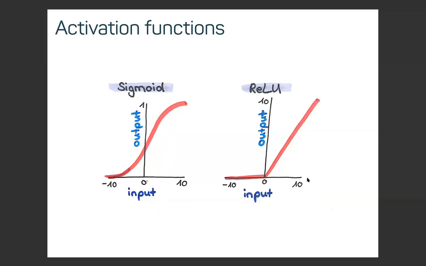Another commonly used activation function, the ReLU, does something very simple. It basically keeps the input as it is, as long as it's above zero, and everything that is below zero will be set to zero. So an input of minus 10 would become zero, an input of minus 5 would also become zero. There are more and more activation functions, and they're usually used for specific cases, and we will talk about specific uses of activation functions when we go to the coding section.